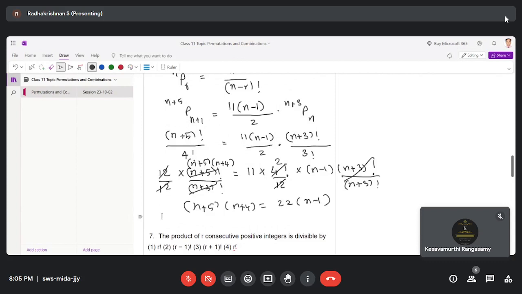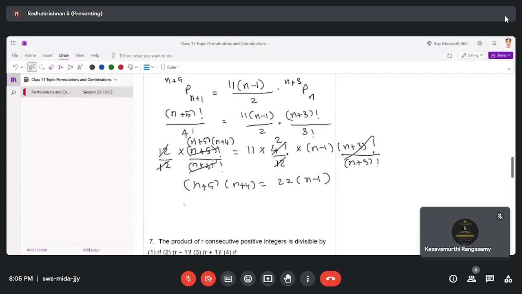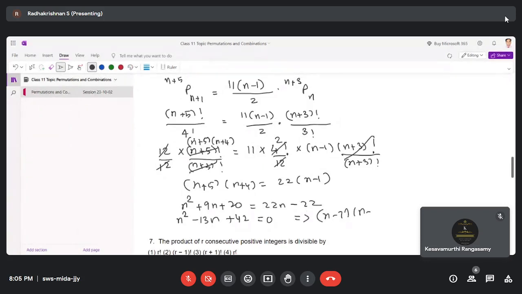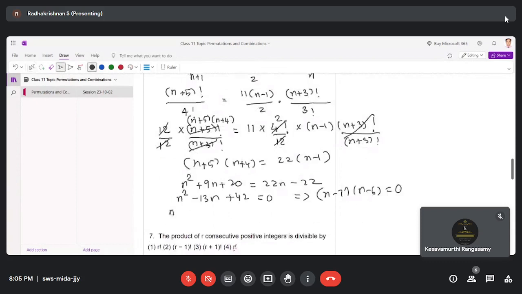So you get a simple quadratic. n square minus 13n. I'm bringing minus 22 this side, it becomes minus 22, so plus 42 on that. So this is simply (n-7) into (n-6). So 7 and 6 are the possible values of n. Option 2. Most of you got it right. Akshaya, did you correct it? Did you find out where you missed? Yes, sir. Okay, good.